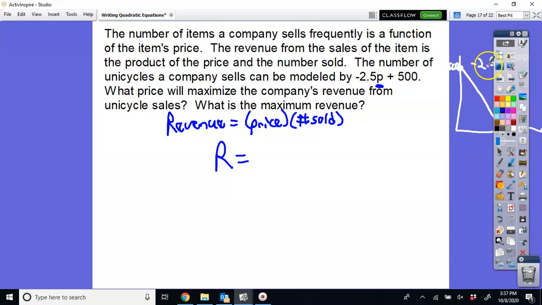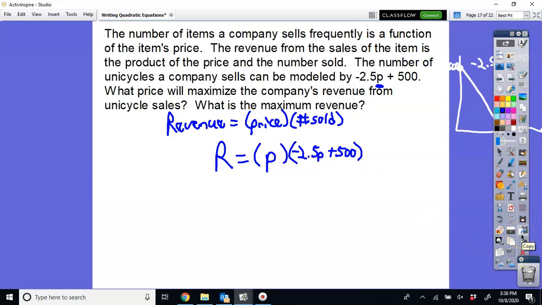Not just when the price is the best or when the number sold is the best, but both at the same time. And so what we look at is a function where the price is P, and the number that we're selling is this negative 2.5P plus 500. That's the number that we're selling.